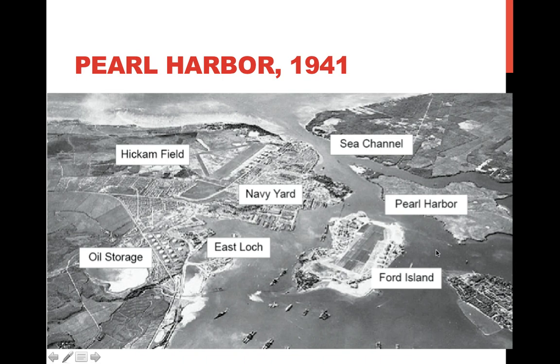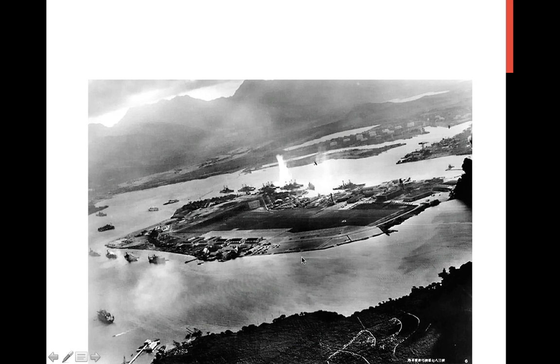This is a picture of Pearl Harbor here. This island here in the middle of the harbor is what is known as Ford Island. And it was around Ford Island, you can actually see it in this picture, where all of the big American battleships were moored in 1941. This is one of my favorite history pictures of all time.